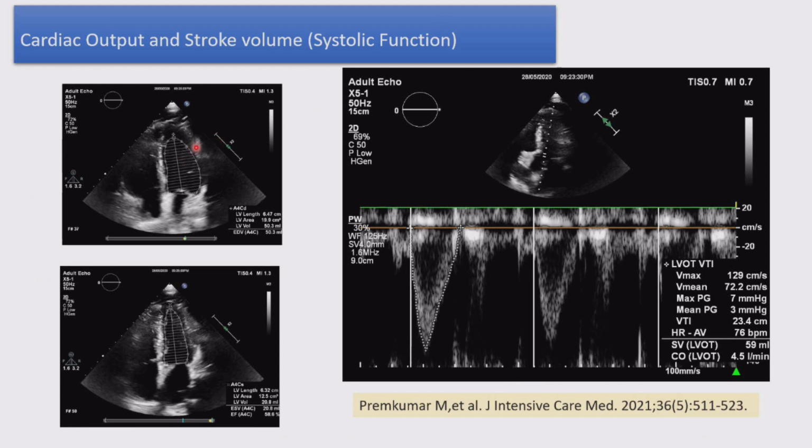In the apical four-chamber view, we can calculate the ejection fraction by the Simpson's biplane method. We can also look at the LV outflow tract and calculate the velocity time integral, which can give us the stroke volume and the cardiac output.